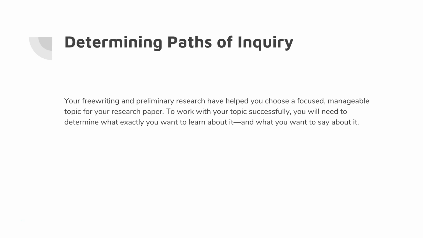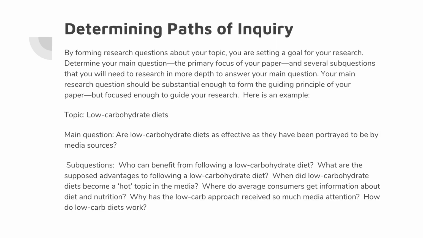Determining paths of inquiry. Your free writing and preliminary research have helped you choose a focused, manageable topic for your research paper at this point. And to work with your topic successfully, you will need to determine what exactly you want to learn about it and what you want to say about it. So, you're going to have to form some research questions about your topic. This, in a way, sets goals for your research. You're going to determine a main question, which will be the primary focus of your paper, and several little baby sub-questions that you will need to research in more depth to answer the main question and support the main question.